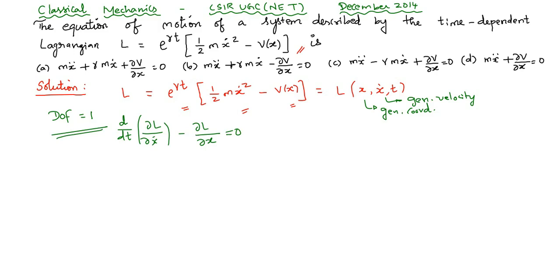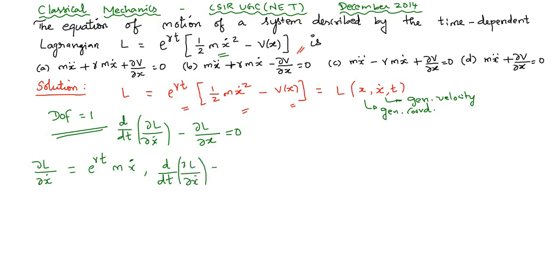Now let us calculate and substitute for the given Lagrangian. So L is given. Let us take partial L by partial x dot. When I take that, you get e power gamma t, which is constant because only the x dot term appears here. Therefore, this becomes m x dot. Now take the total time derivative of this partial L by partial x dot.